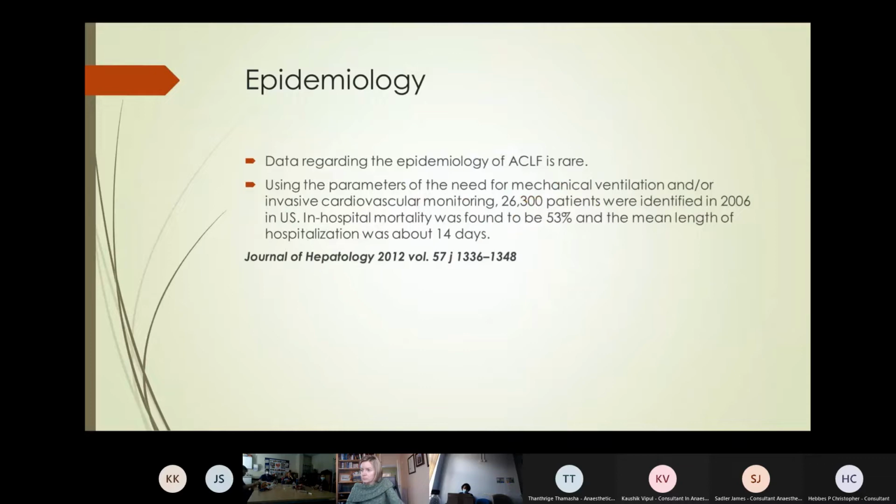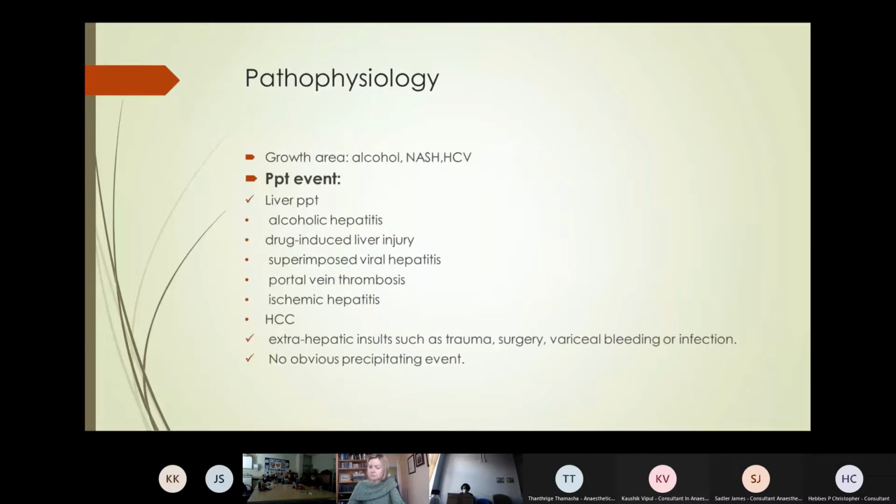So what's the epidemiology? There's not much data on the epidemiology in the UK, really. The data that I came across was from the US, where the mortality was found to be about 53% in the patients who were admitted in the ICU, in the hospital specifically, and with a hospital stay of about 17 days. So what we know is that transition from compensated asymptomatic cirrhosis to decompensated cirrhosis is about 5 to 7% per year.